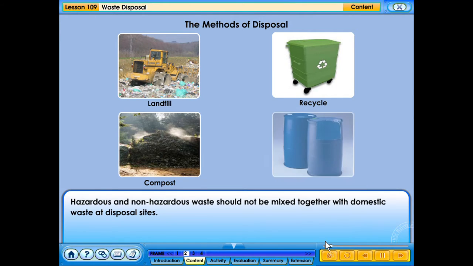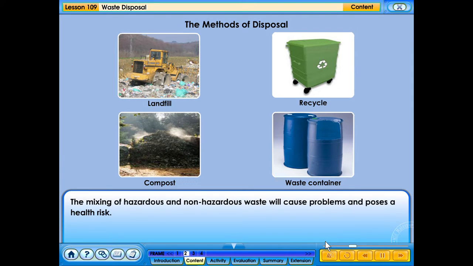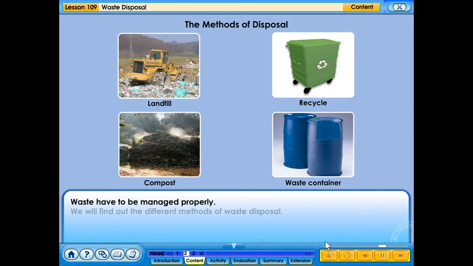Hazardous and non-hazardous waste should not be mixed together with domestic waste at disposal sites. The mixing of hazardous and non-hazardous waste will cause problems and poses a health risk. Waste have to be managed properly. We will find out the different methods of waste disposal. Click the pictures to find out.